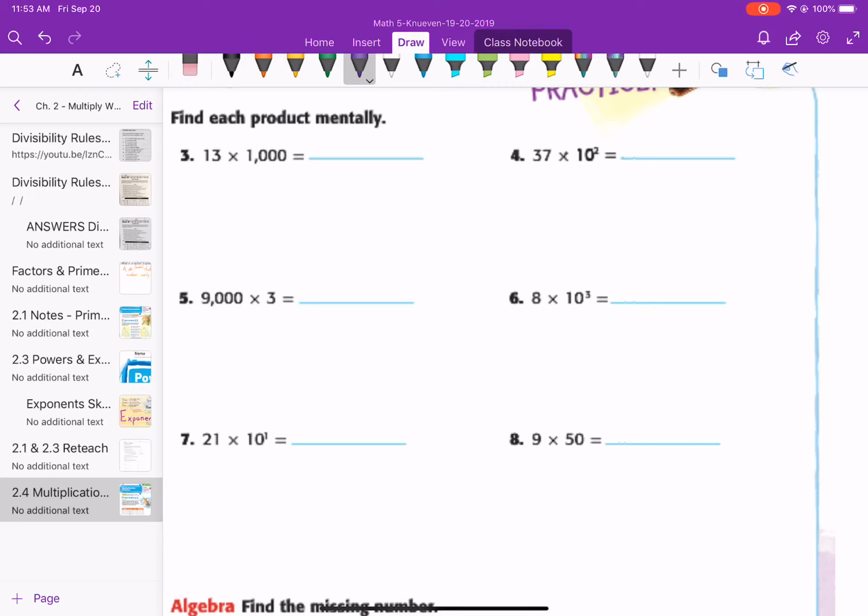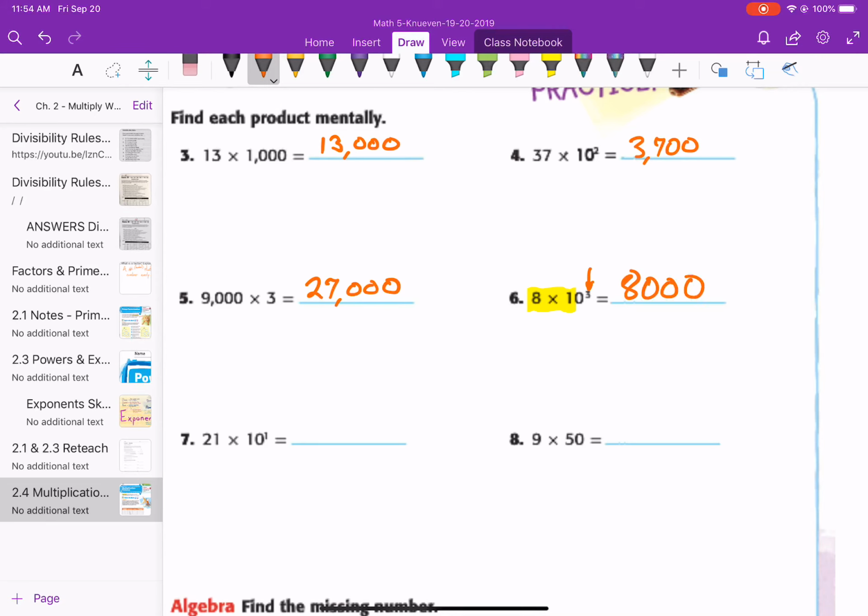If I'm looking at our problem, for 13 times 1,000, you should have 13,000. For number 4, 37 times 10 squared, you should have 3,700. For 9,000 times 3, you should have 27,000. For 8 times 10 cubed, well, I'm going to look again. My basic problem, 8 times 1, I have 8, and I count my exponent here. I have 3, so I should end up with 8,000 as my answer.